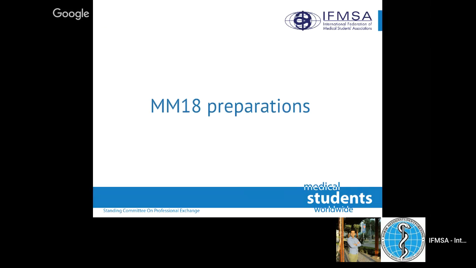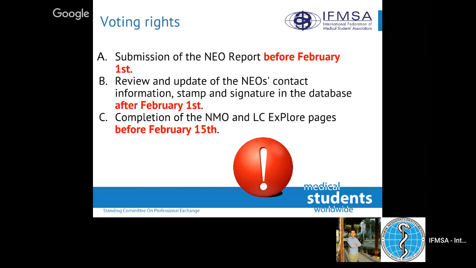Hello everyone. So now we're going to be talking about the voting rights. There are some specific things that must be done before the March meeting in order to have voting rights. Remember that having voting rights is equal to having SCOPE active in your NMO. So please take this into account. The first one, letter A, is about the submission of the new report, which must be done before February 1st. Most of the NMOs have already done this.